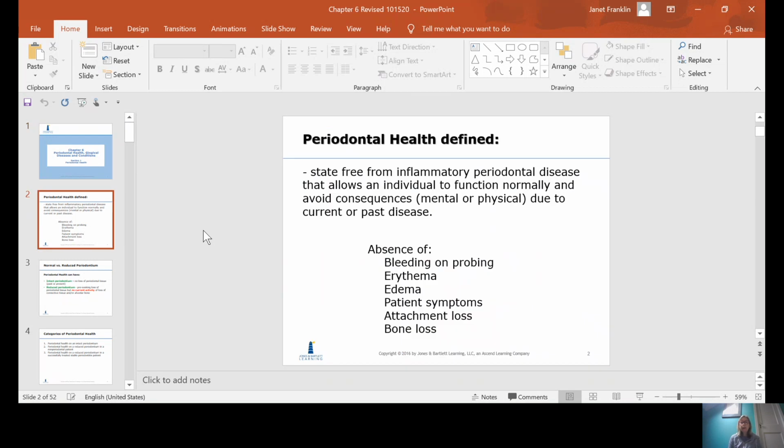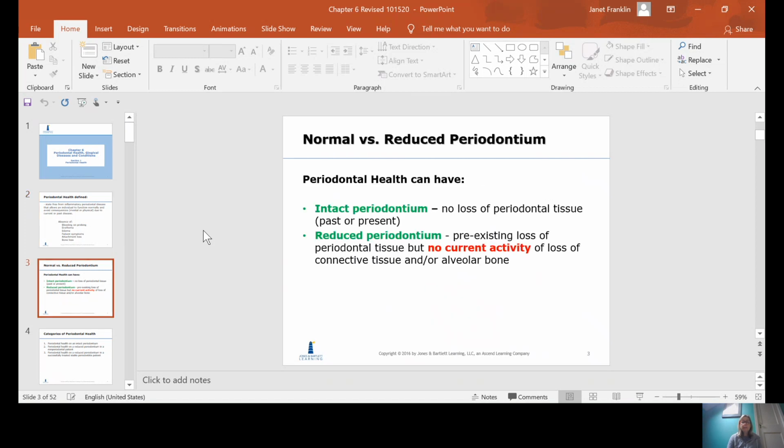So periodontal health is defined as a state free from inflammatory periodontal disease that allows an individual to function normally and avoid consequences, mental or physical, due to current or past disease. There's going to be an absence of bleeding on probing, erythema, edema, patient symptoms, attachment loss, and bone loss. In periodontal health, you can have two different types: normal, which we call intact, and a reduced periodontium.